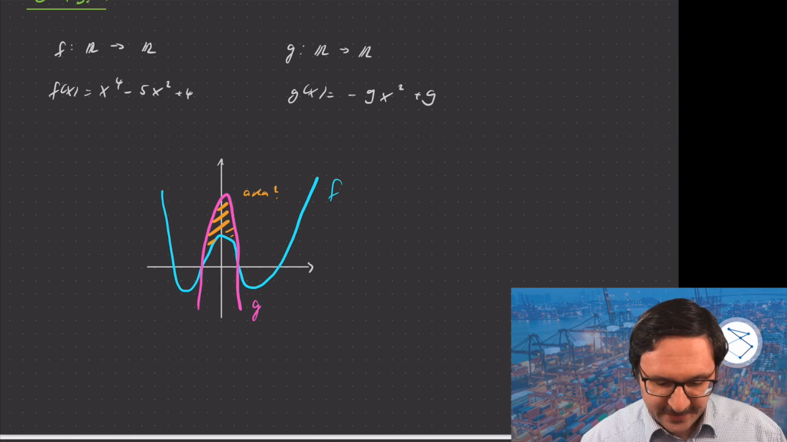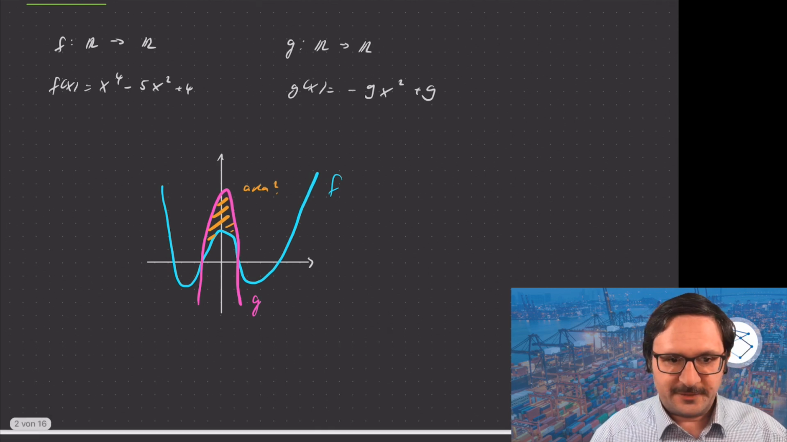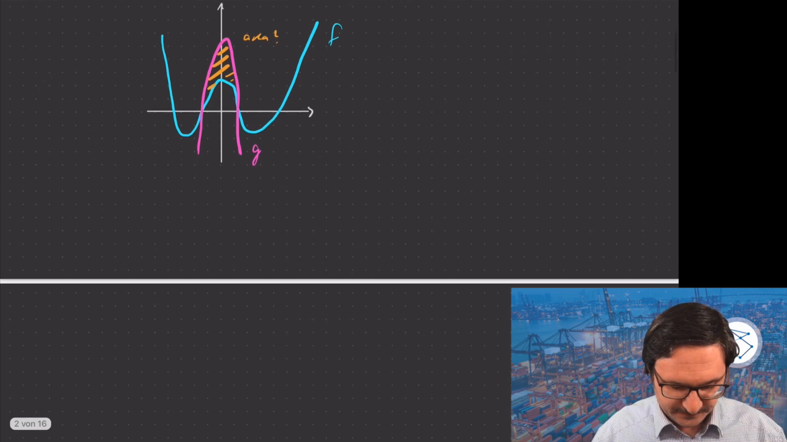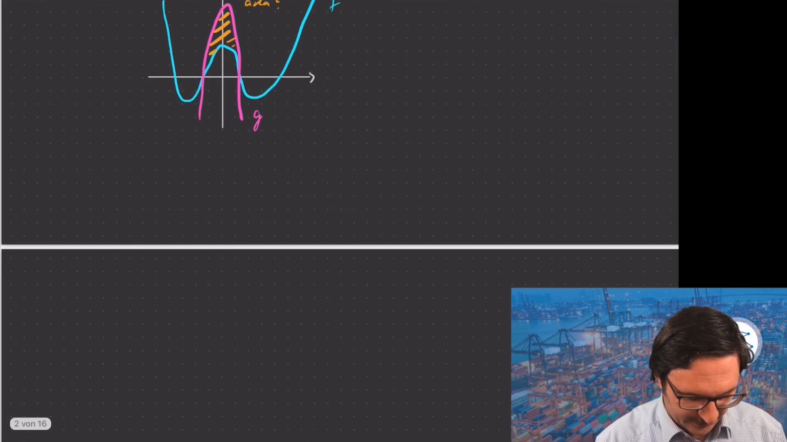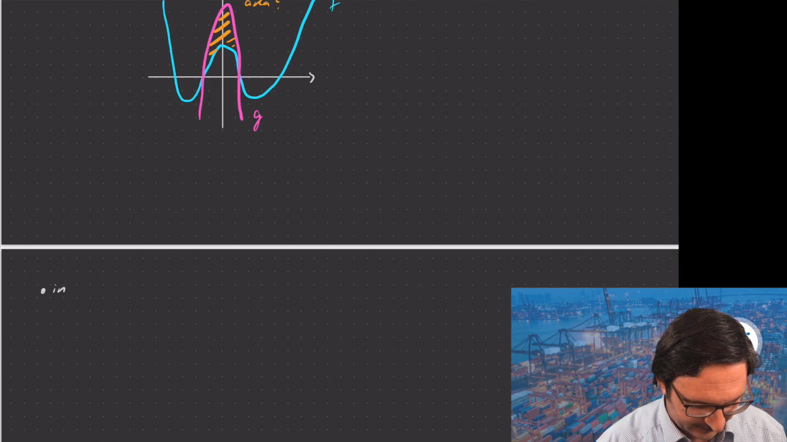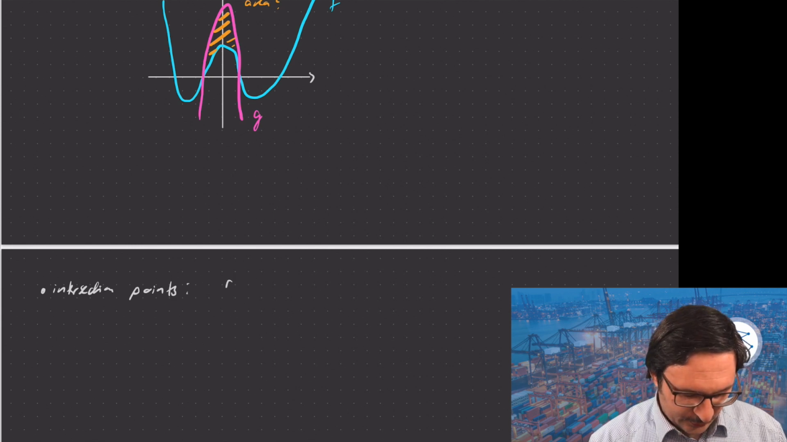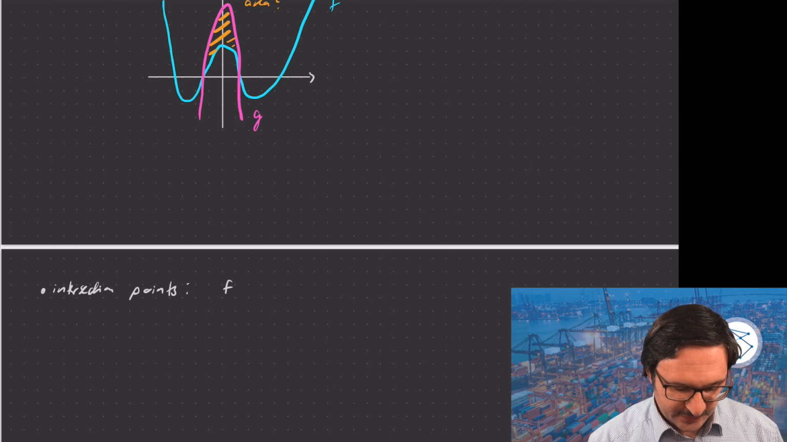Now, how do we go about that? Well, as the problem statement suggests, the first thing to do is compute the intersection points. So we'll start with that. So in other words, what we want to do is compute the roots of f minus g.